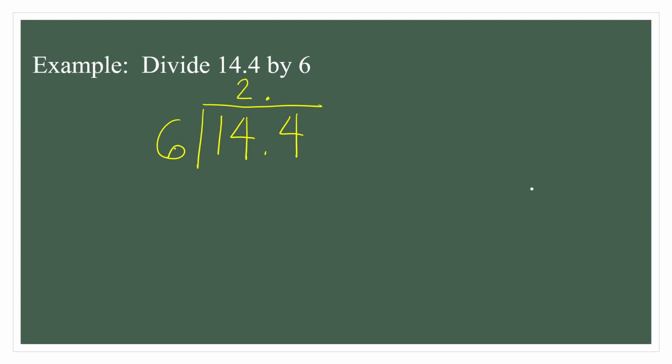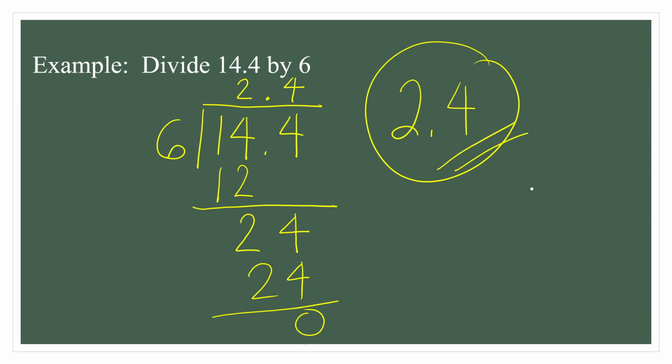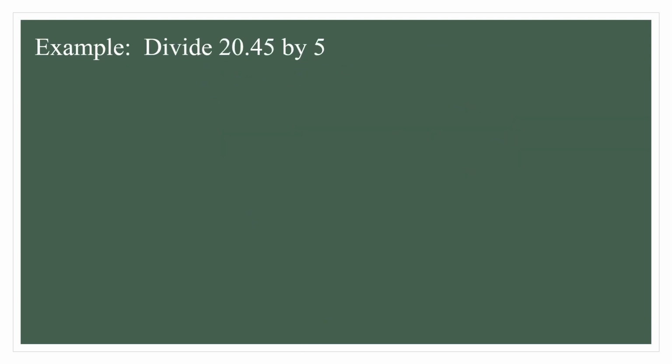And I multiply 2 and 6 to get 12, right? And this is how much? 2. Bring down 4. 24 divided by 6? 4. 24, then 0. So what's your answer? 2.4. Ingan na rin nakasimple ang division. Basta, walay decimal ang divisor. Let's have more examples.